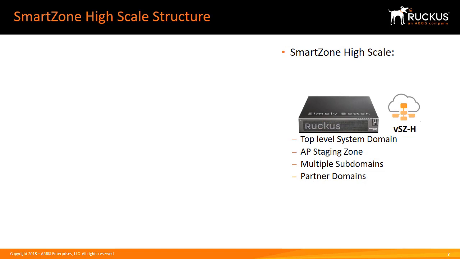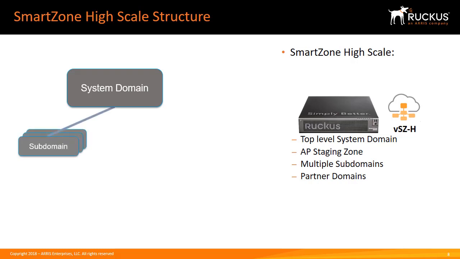The most important of the differences between high scale and Essentials is the structure. SmartZone high scale controllers are based on domains. Domains represent administration boundaries. SmartZone High Scale is designed for large-scale deployments, and you can create additional subdomains to which you can delegate administration. Subdomains will inherit a number of settings from the system domain. You can also create partner domains.